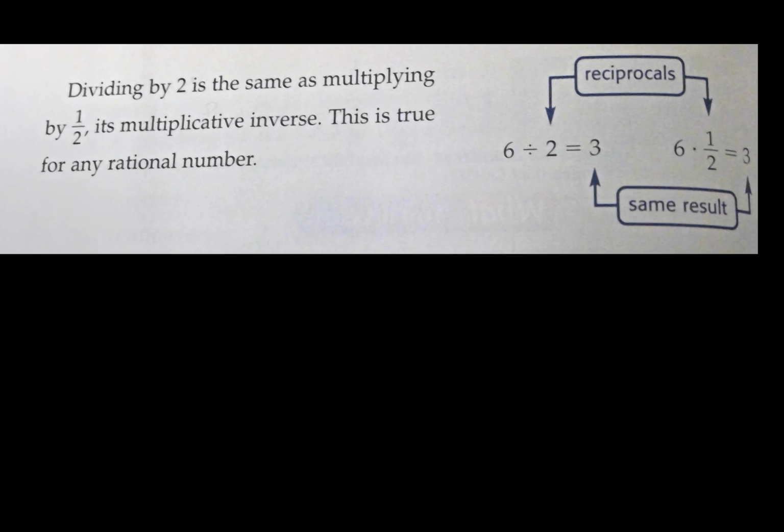All right, so dividing by 2 is the same as multiplying by... if I had 6 divided by 2 equals 3. Now, dividing by 2 is the same as multiplying by 1 half. It's the multiplicative inverse. This is true for any rational number. So you can use the reciprocal and multiply. So this is where that multiplicative inverse comes from. When you see a division symbol, you can use the multiplicative inverse. It comes out with the same result.